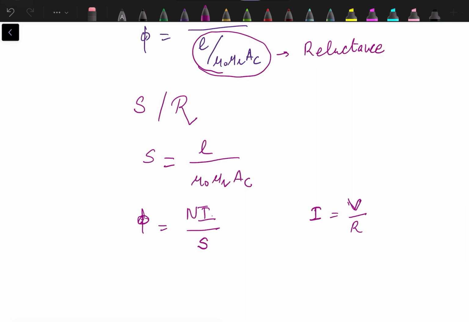Similar to resistance, reluctance is dependent upon the physical parameters. It is dependent upon the mean length of the core, the cross-sectional area of the core, and the relative permeability mu r, which depends upon the material. And mu naught is the permeability of free space, given as 4 pi into 10 raised to power minus 7.